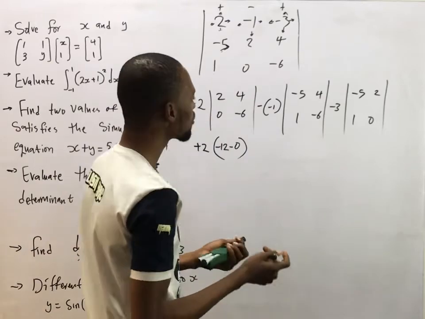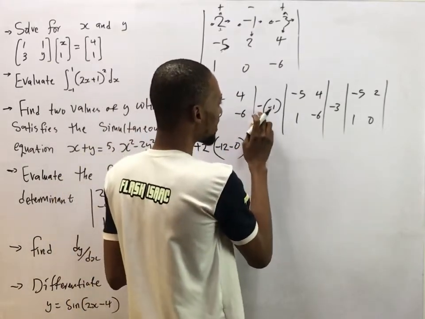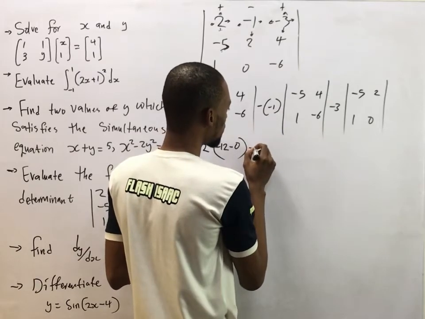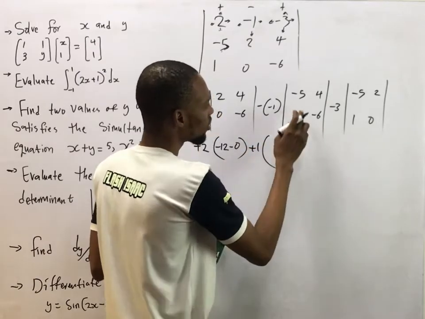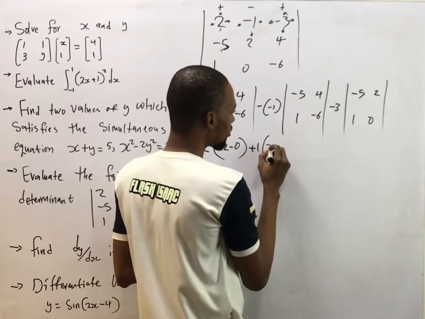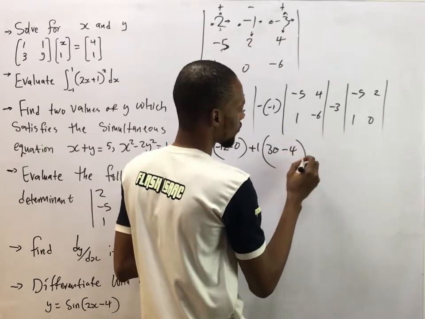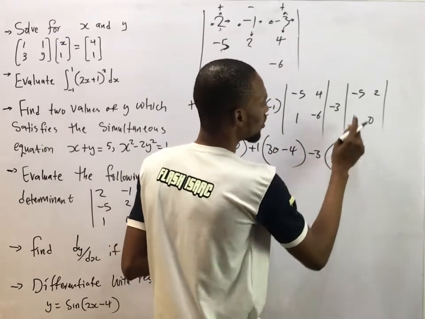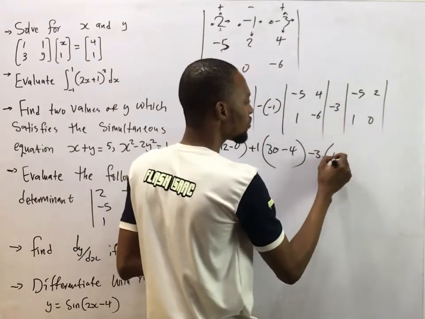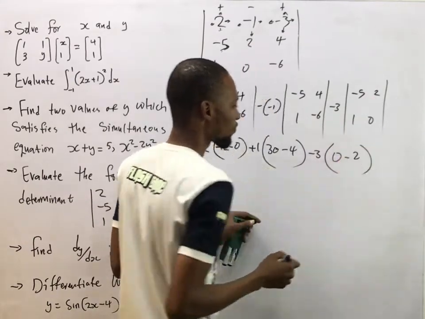So solving 2 by 2 matrix, simply this times this minus this times this. So minus times minus is plus. So here we'll give you plus 1. Minus 5 times minus 6 will give you plus 30. So you have 30 minus 1 times 4 is 4. Minus 3. So minus 5 times 0 will give you 0. Minus 1 times 2 is 2.